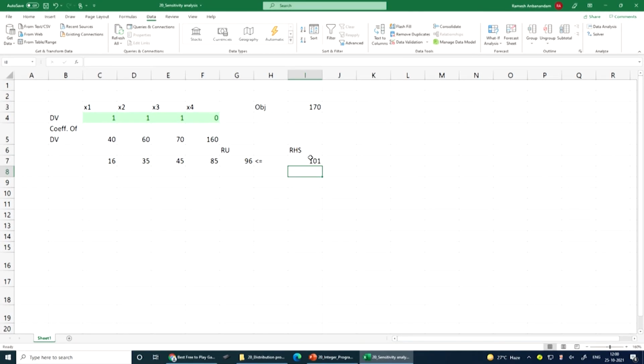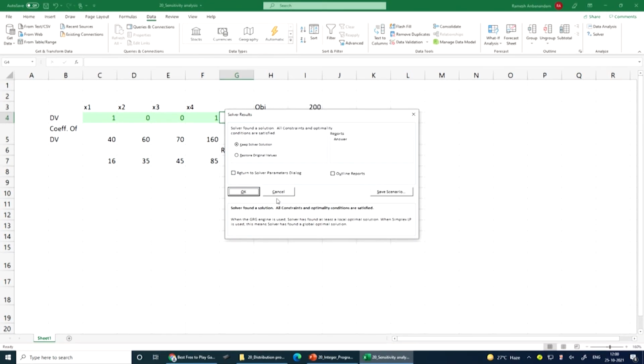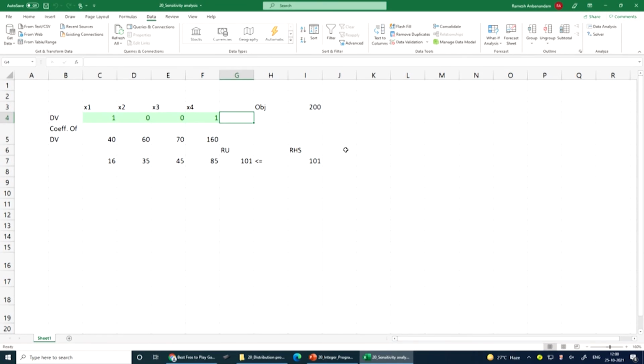now if I resolve it, you see that the value of the objective function is 200. Just for a 1 unit increase on the right hand side, the value of the objective function is drastically increased. That is why you should be very careful while doing the sensitivity analysis.